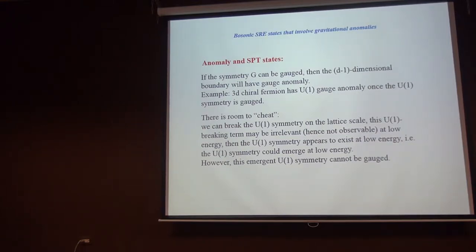If you want, I can show you a free Fermi lattice model, where I get one single chiral Fermi. That model behaves exactly like a chiral Fermi at low energy, but at high energy there's no U1 symmetry. At low energy, there's an emergent U1 symmetry. But that U1 symmetry cannot be gauged.